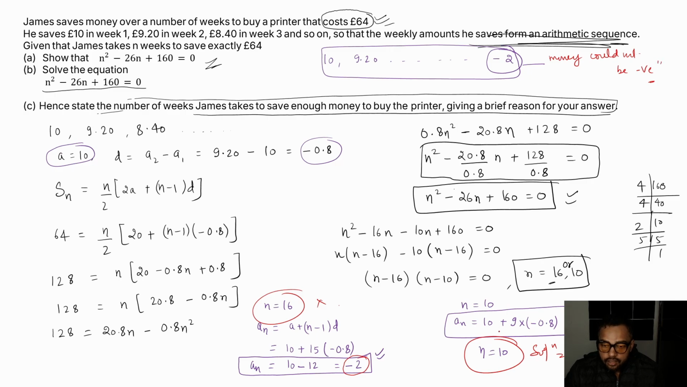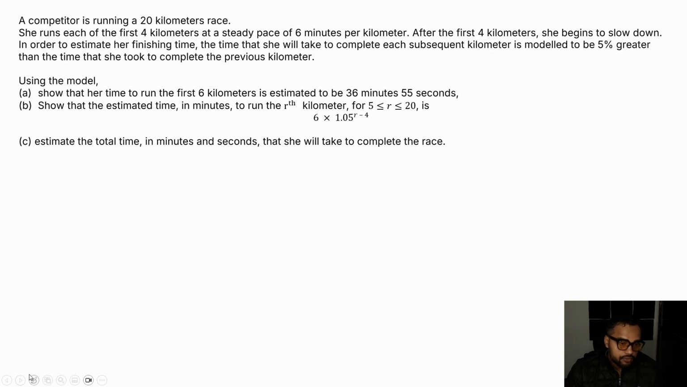In the case of n equals 10, students, we can see that the last term is 2.8. This is a possible case of euro, because 2.8 is a real number. But if I say negative 2 euro, it is not possible. So that is why n equals 10 is the case for the number of weeks here, not n equals 16. Okay, so this is the solution. Now let's move to the next question, students.